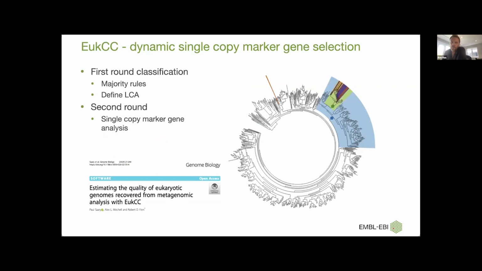Paul has developed a tool called EuCC that uses single copy marker genes, a bit like CheckM when I first introduced that. But the problem with eukaryotic genomes is there's no universal set of marker genes. And so what we actually do is a double pass when we have what we think is a eukaryotic metagenome assembled genome. So we first of all get an approximate taxonomic classification, then choose clade-specific marker genes.